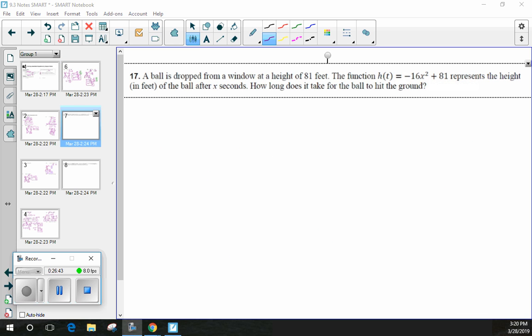So for number 17, you have a ball that is dropped from a window at a height of 81 feet. And then they give you the function that represents the height of the ball at any given time after it's dropped. So we want to know how long it's going to take for the ball to hit the ground, which really means our height will be 0 at that point. So all we're really doing here is taking this equation and trying to find out when would the output or the height end up being 0. Well, that's when we'll be 0 feet off the ground. And then because that b is 0, that middle term, this is a great candidate for solving by square roots. Just isolate the x squared.